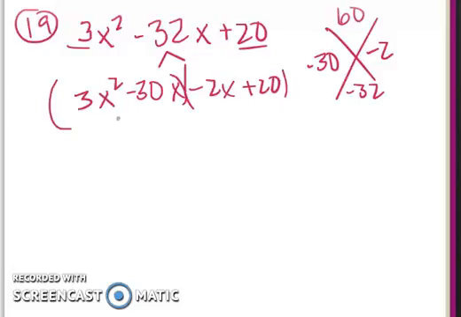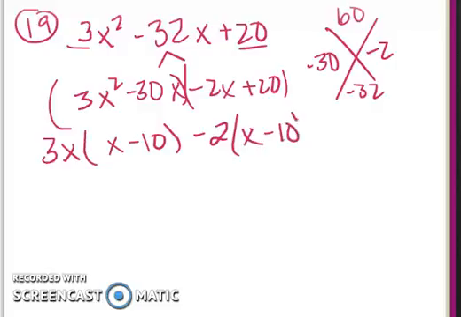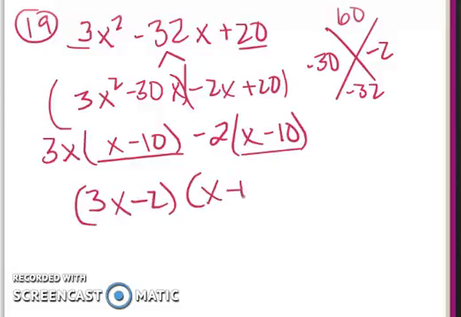Okay, go ahead and make parentheses there. You can pull out a 3x here. We get x minus 10. Pull out a -2x. Very important. Sorry, not -2x, just a -2. Got to pull out a -2 because I want x to be positive and I want the 10 to be negative. They look the same. We get 3x minus 2 and x minus 10.